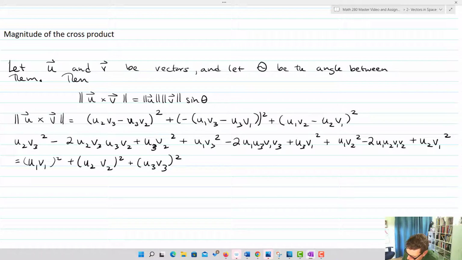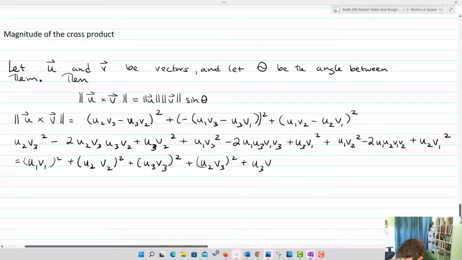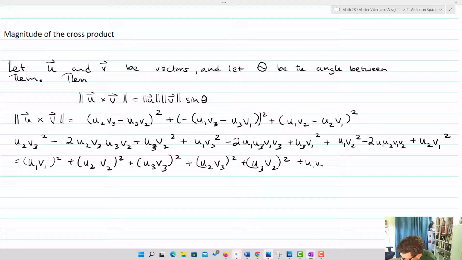And we're also going to add those to the squares that we already have. We have u2 v3 squared plus u3 v2 squared plus u1 v3 squared plus u3 v1 squared plus u1 v2 squared plus u2 v1 squared.